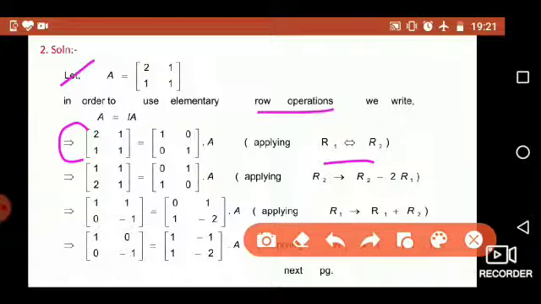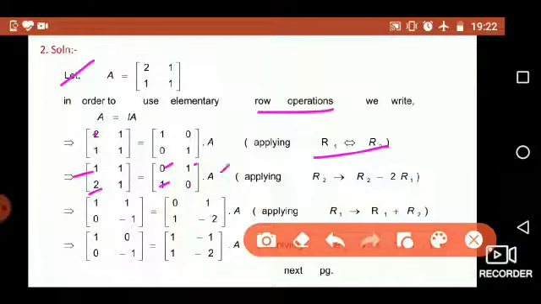Therefore, interchanging the first two rows, the first row is replaced by the second row, and the second row is replaced by the first row. Therefore, we get 1, 1 in the first row, and the first row is placed in the second row, 2, 1. On the right hand side, we also apply the same operation. First row becomes 0, 1 and second row becomes 1, 0, into matrix A.